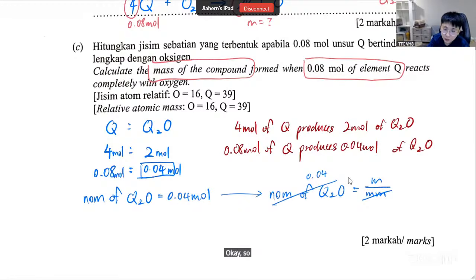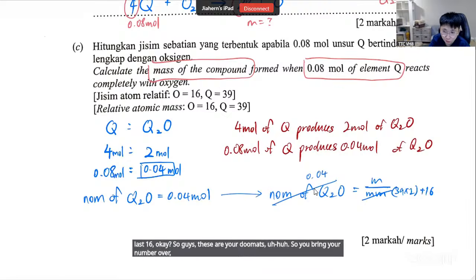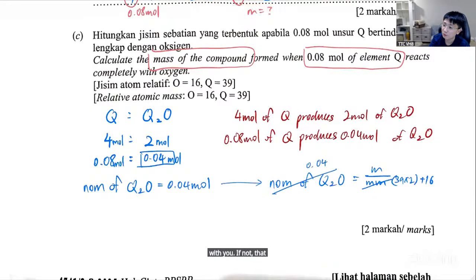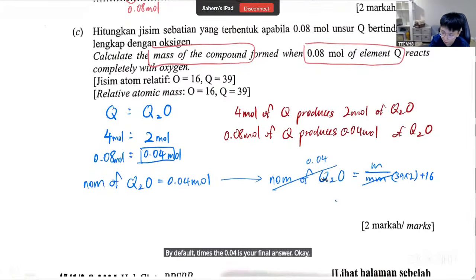Okay, so following back to your molar mass, K2O is 39 times 2 plus 16. So guys, this one you all do the maths. You bring your number over and multiply by 0.04. Anyone got the number with you? If not, then I do it myself. 39 times 2 plus 16 is 94, times 0.04 is your final answer. Many of you have given me an answer already.